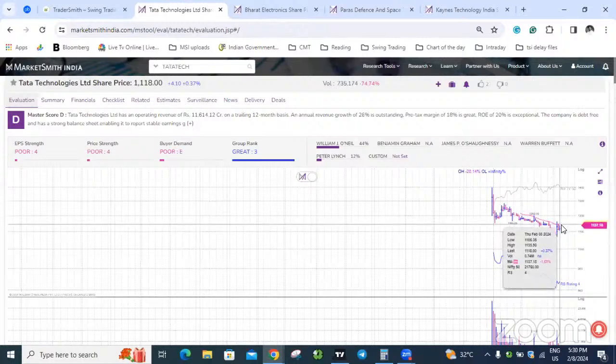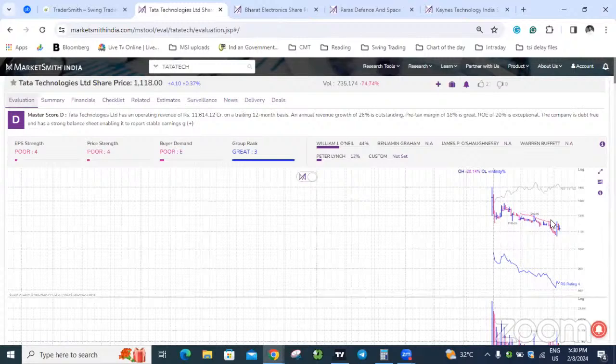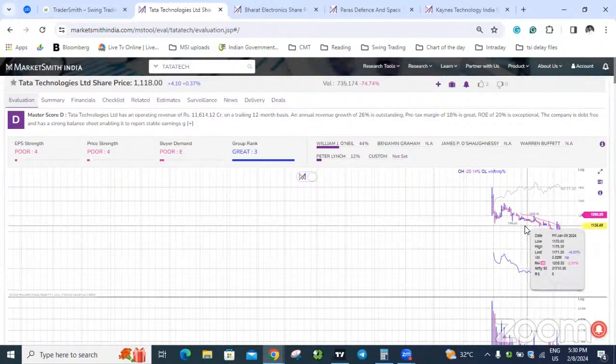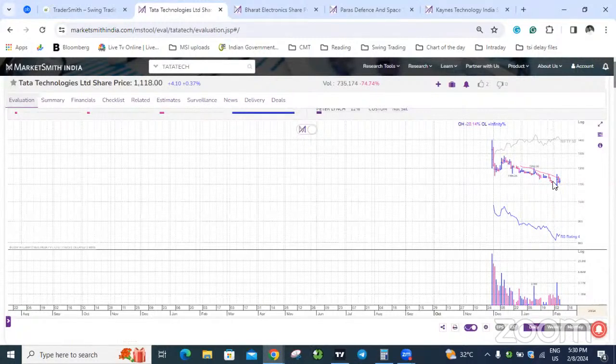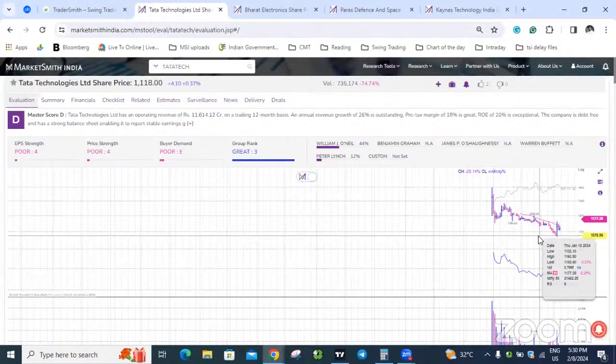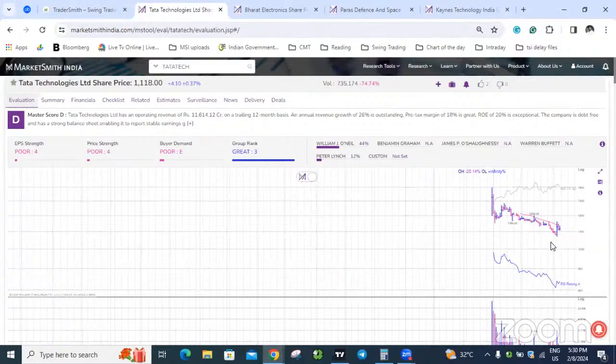Once it closes above this 21 DMA, we can see some pullback happening in Tata Technologies. But right now, a fresh position can be avoided. Only if it closes above this 21 DMA can one take up a fresh position in this stock. And there is no stop loss for this IPO-based pattern, so one can keep a swing low of around 1070 as the stop loss for Tata Tech.